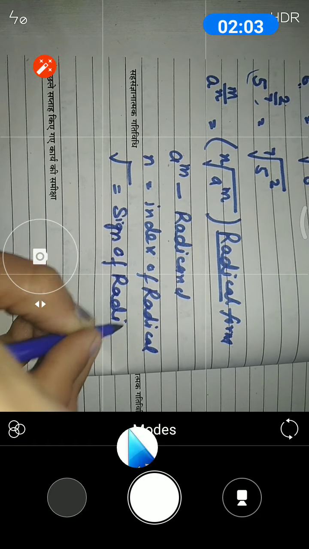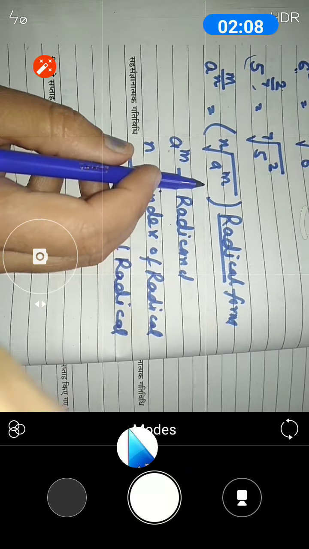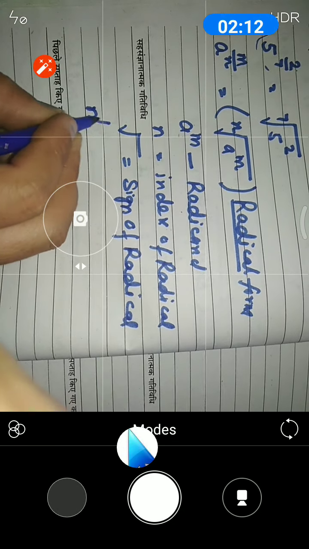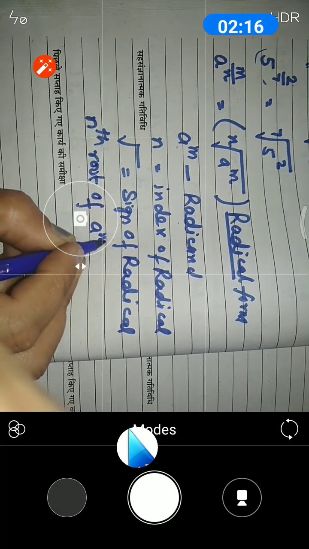And how do we read this number? This is the way we write the radical form. And how do we read the radical? We call it the nth root of a raised to the power m.